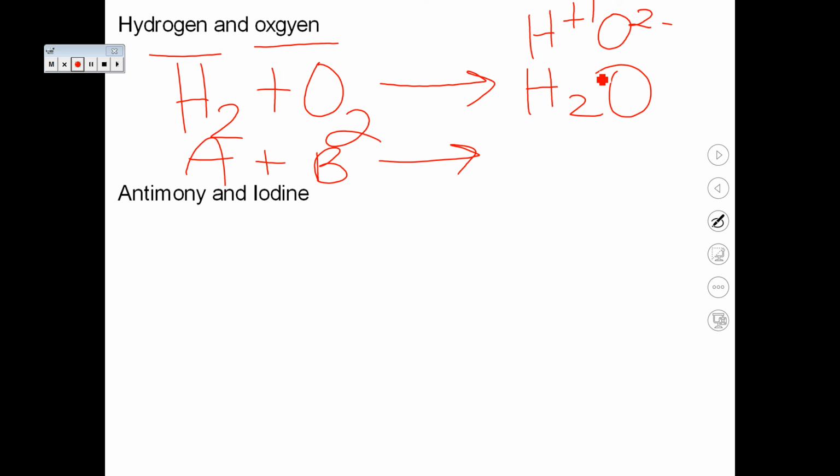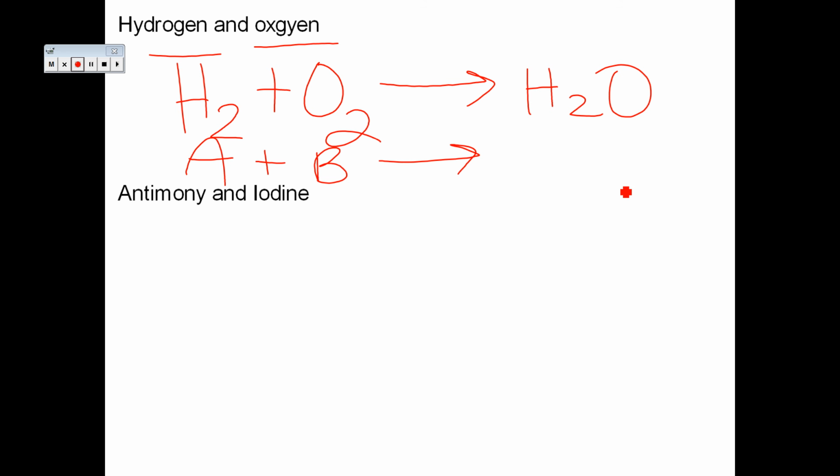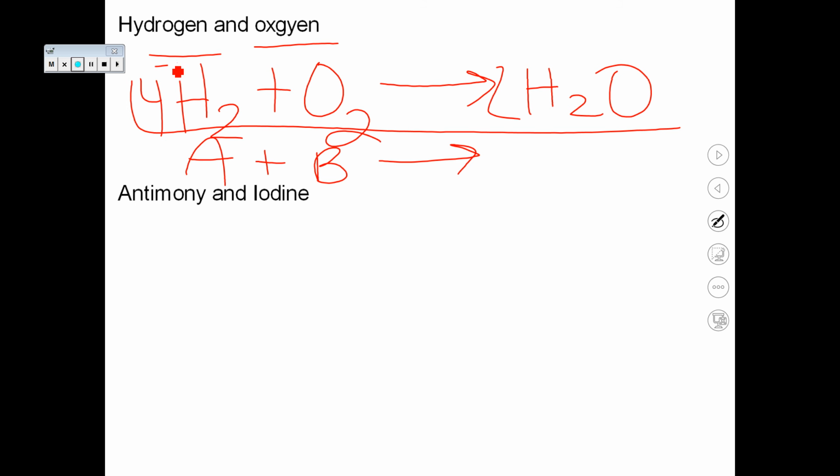Why don't the subscripts balance? Because they don't have to. Nature doesn't care if they balance here, but what you have to do now is put in the proper coefficients to show the ratio in which the molecules react to form the H2O. So you need a 2 here and a 2 here. Your final answer is this guy right here.